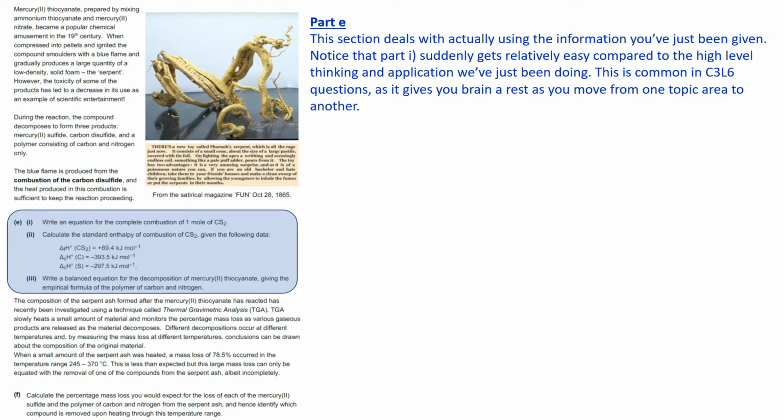So part I, you'll notice, gets a little bit easier compared to what we had to do before. It only asks you to draw an equation for the complete combustion of 1 mole of carbon disulfide. This is a common strategy in the C3L6 papers in the way that they're designed. The questions get harder and harder, and then they'll get easier again, and then the difficulty will build up. So from here, the difficulty will build up again, and then it'll go back to an easier question. It gives your brain a rest to allow your processing to sort of recover.